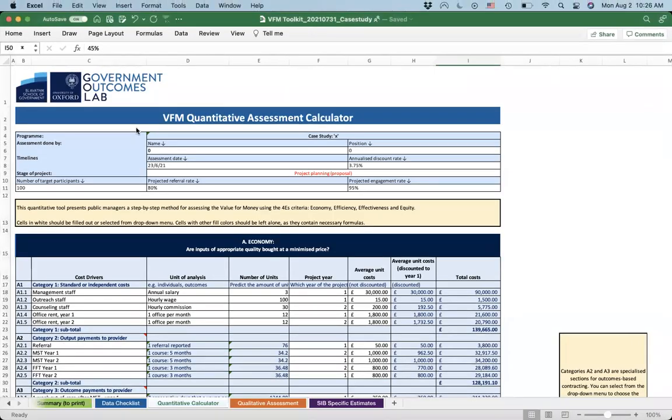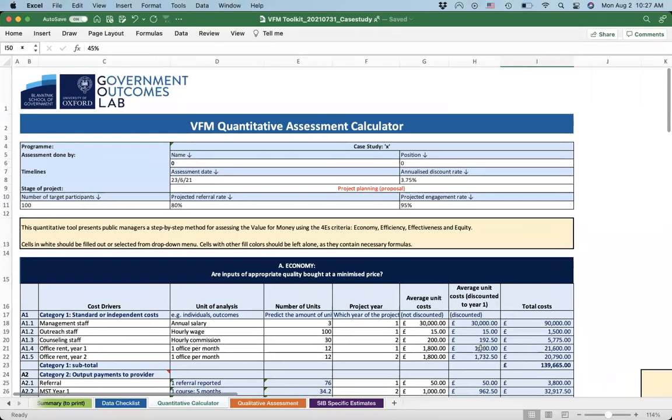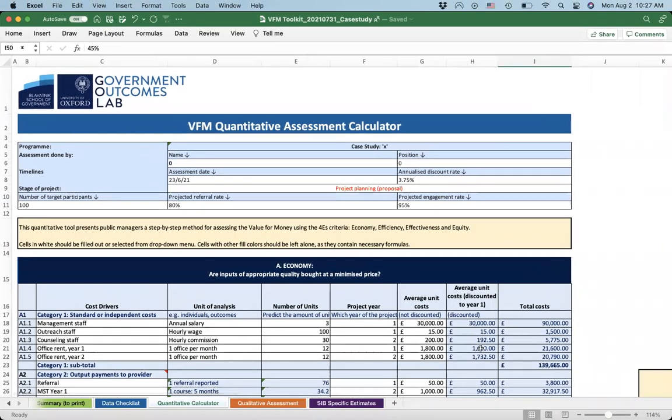So the previous video walked through this tab as well as the other tabs in our official blank version of the toolkit that you can fill out yourself. But for the purposes of this video, we've also prepared a case study, which you can also download at the same place you download the toolkit. And I think it's a little bit easier to walk through this quantitative tab when you have a case study that you can think through.